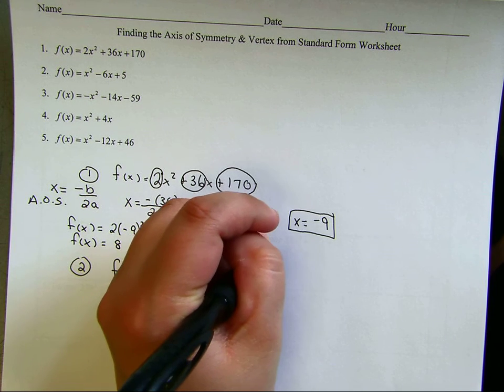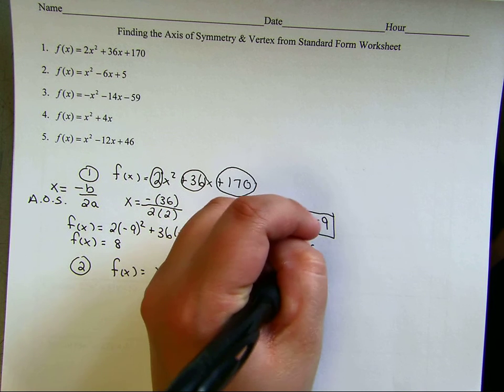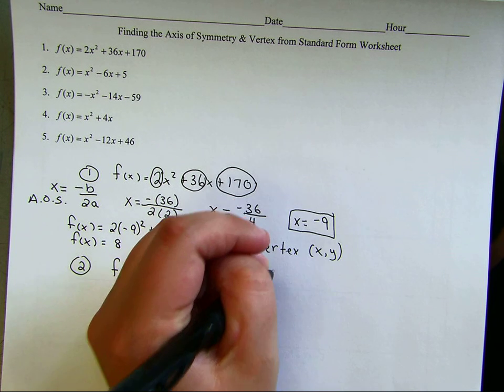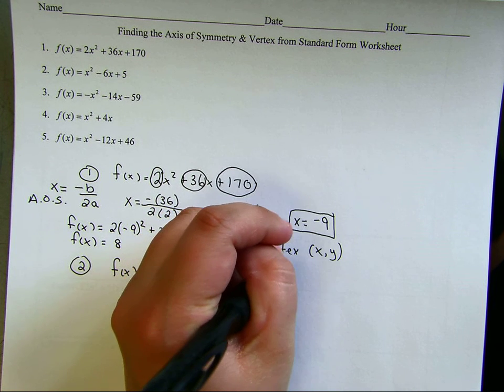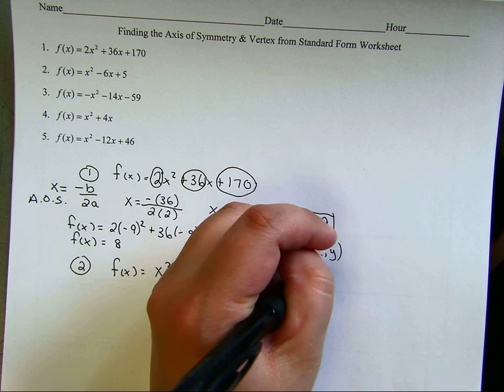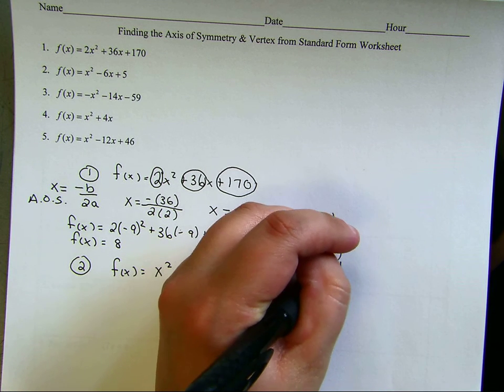So your vertex is always x comma y, which is negative 9 comma 8.